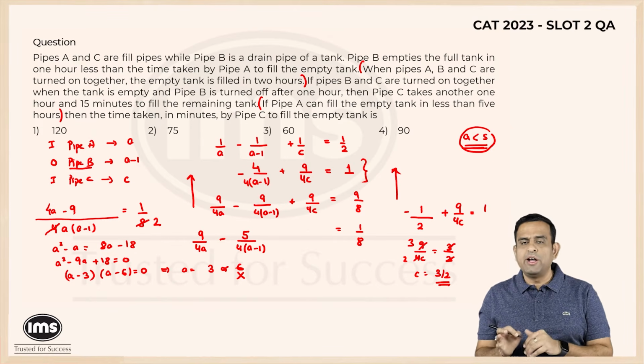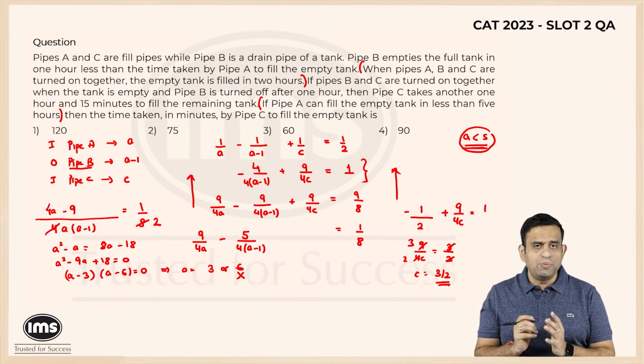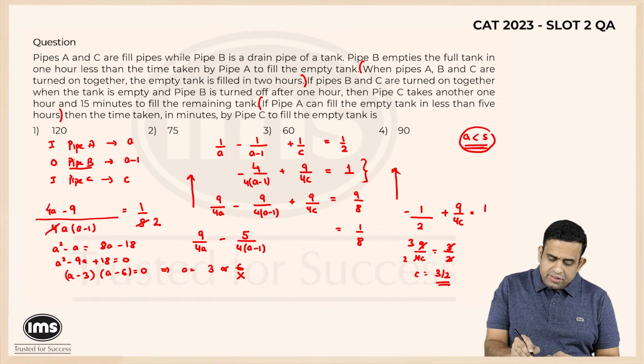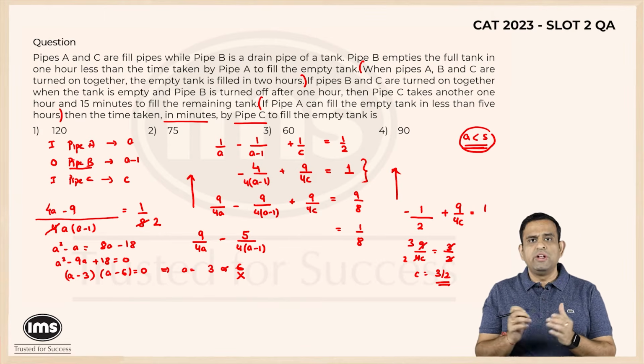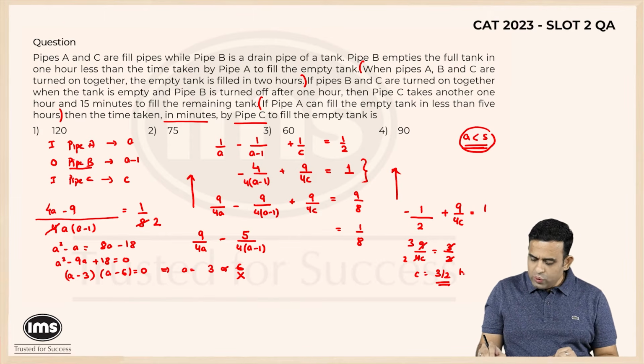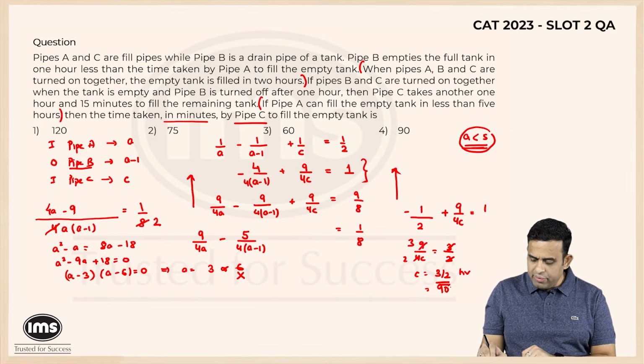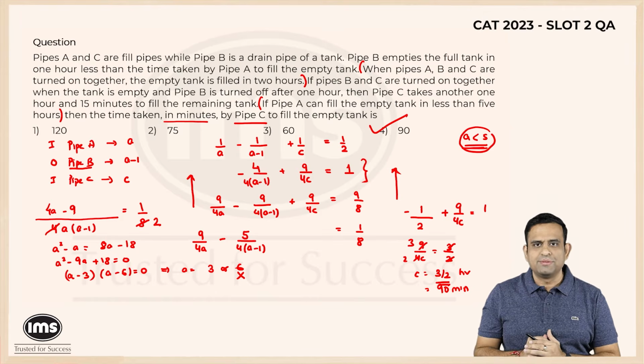Now this 3 by 2 happens to be in terms of R, so please don't mark 3 by 2. There's no option like 3 by 2 also over here. They want the answer in terms of minutes, the time taken by pipe C to fill the empty tank. So 3 by 2 R corresponds to 3 by 2 of 60, giving you 90 minutes. And hence one can choose to mark option number 4 over here.